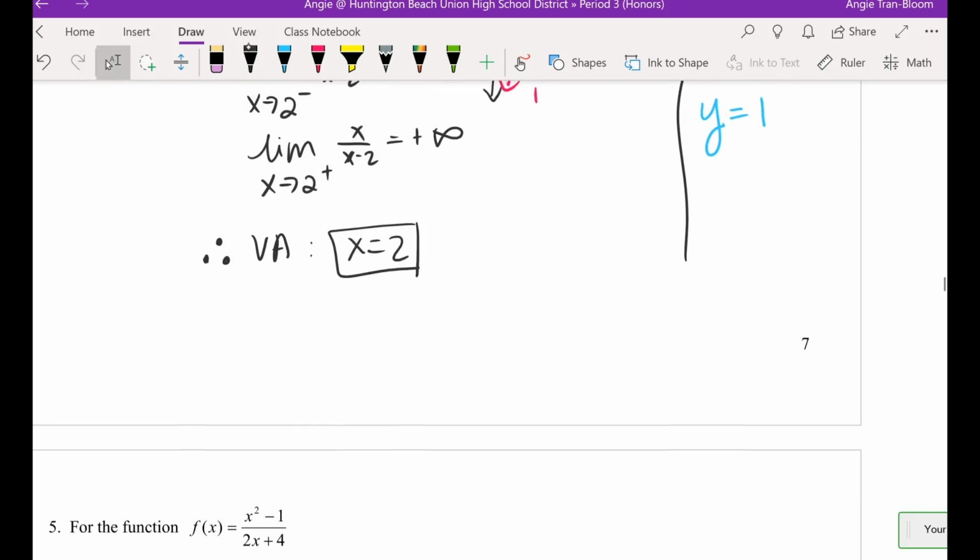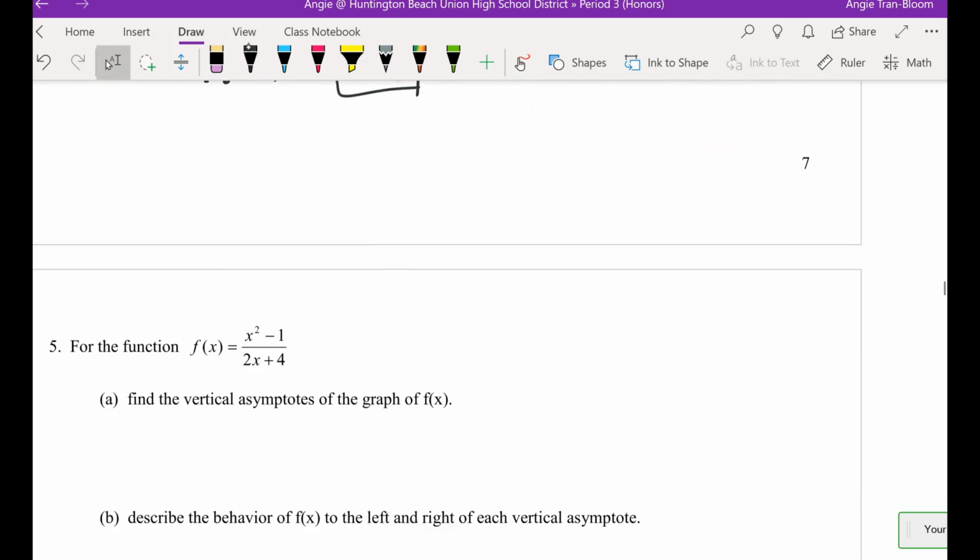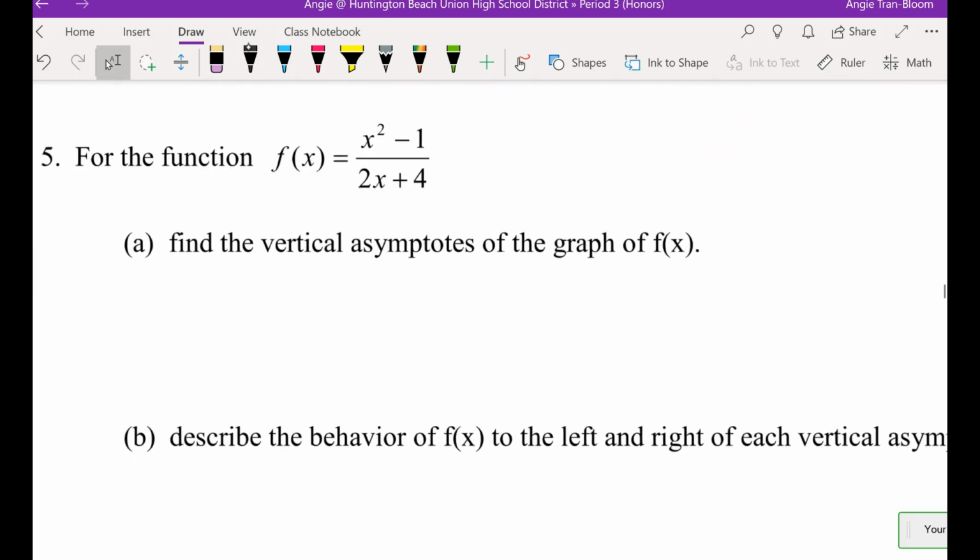Okay, example 5. This is a review of algebra 2. Why don't you give me the vertical asymptote? Give me the algebra 2 method. A, find the vertical asymptotes. Actually, there's only one. So write it in and confirm with your friend. If you don't remember, ask your friend.